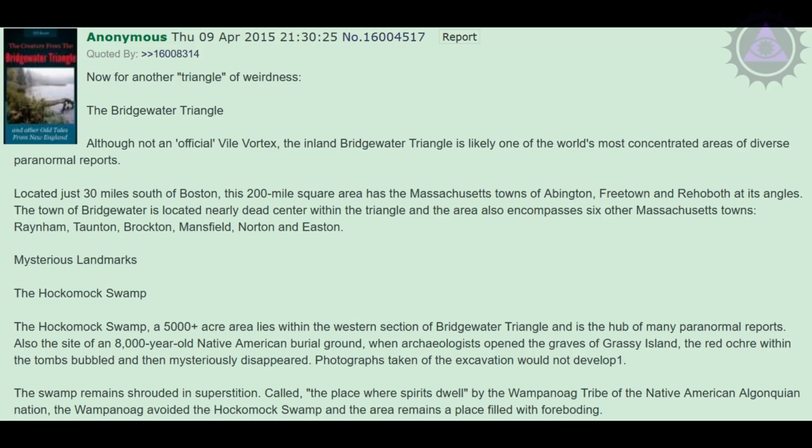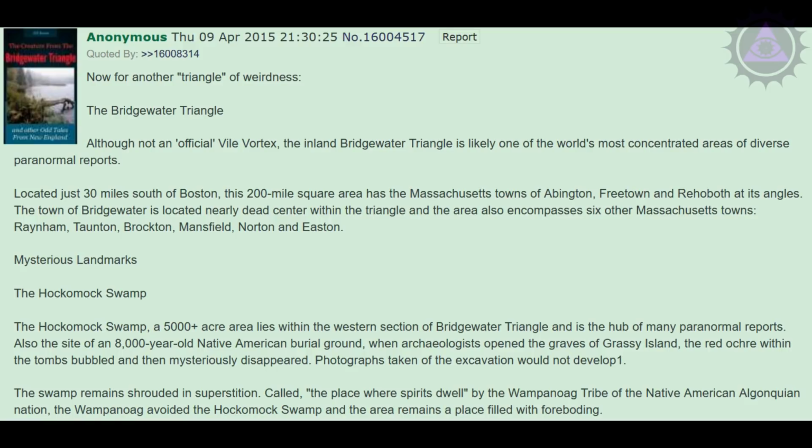Now for another triangle of weirdness, the Bridgewater Triangle. Although not an official vile vortex, the inland Bridgewater Triangle is likely one of the world's most concentrated areas of diverse paranormal reports. Located just 30 miles south of Boston, this 200-mile square area has the Massachusetts towns of Abington, Freetown and Rehoboth at its angles. The town of Bridgewater is located nearly dead center within the triangle, and the area also encompasses 6 other Massachusetts towns: Raynham, Taunton, Brockton, Mansfield, Norton and Easton.